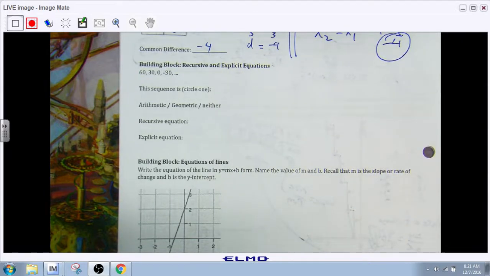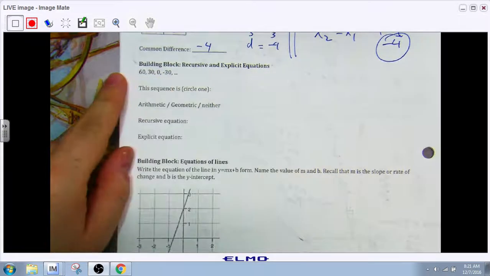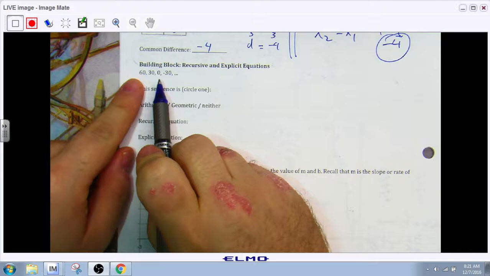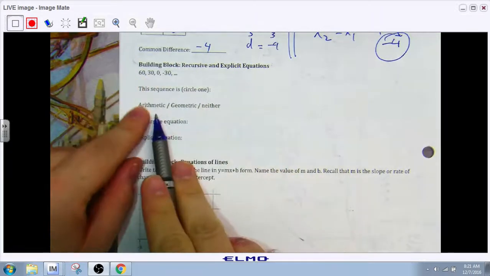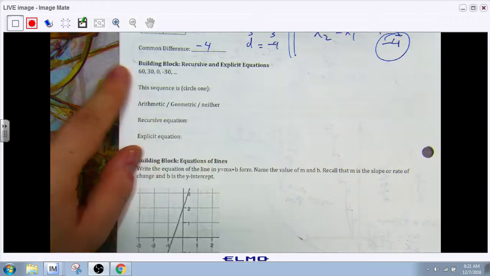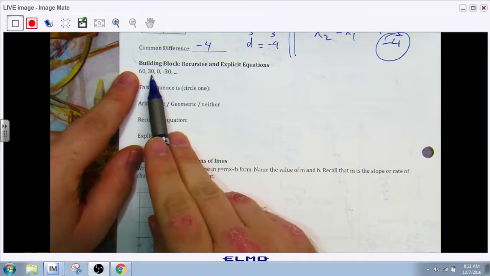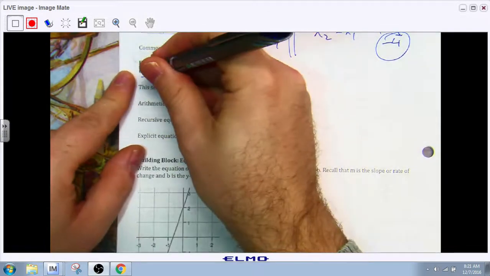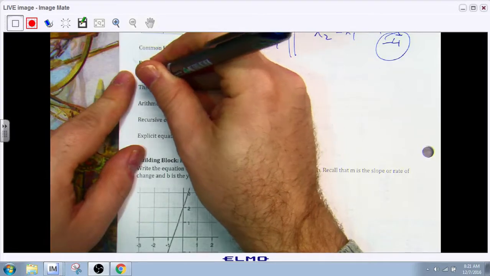Building block, recursive and explicit equations. So we have a sequence here. It goes from 60 to 30 to 0 to negative 30. So is it arithmetic? Am I adding a number? Geometric? Am I multiplying, or is it doing something different? Well, from 60 to 30 is either subtracting 30 or dividing by 2.